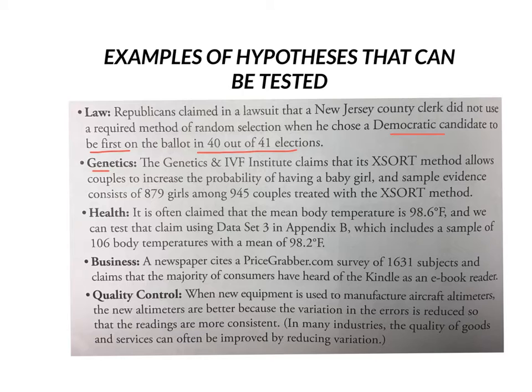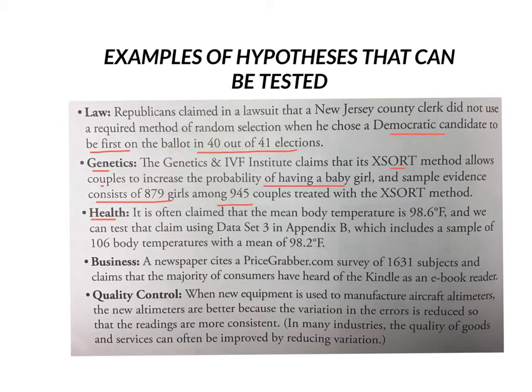Genetics. The Genetics Institute claims that the XSort method allows couples to increase their probability of having a baby girl, and sample evidence consists of 879 among 945 treated with the XSort method had girls. So we're going to see, does that mean their method was effective? It sure looks like it.